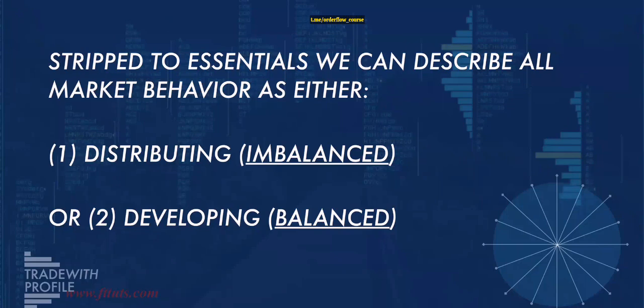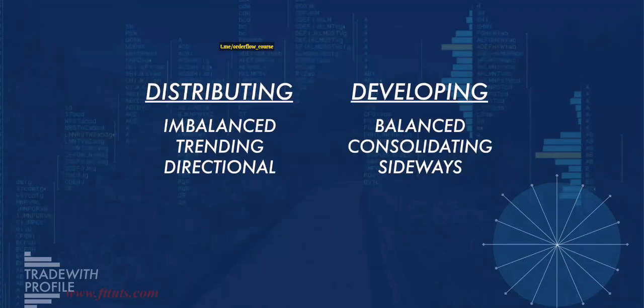Now, if you recall, when we strip all auction behavior down as simply as we can get it, there's really two ways that we describe it: either distributing or developing. And in auction theory, we talk about that as imbalanced or balanced. Or you may have terms that you're familiar with, like trending or directional, which are all forms of distribution. And development in the auction is either consolidating or sideways trade, right? So all auction activity can be described in that way.